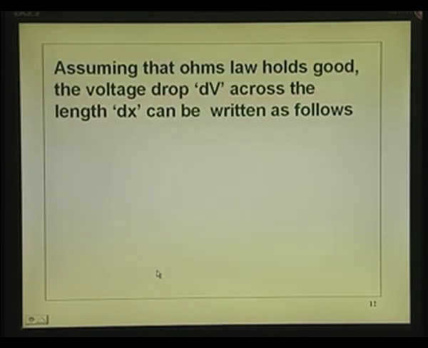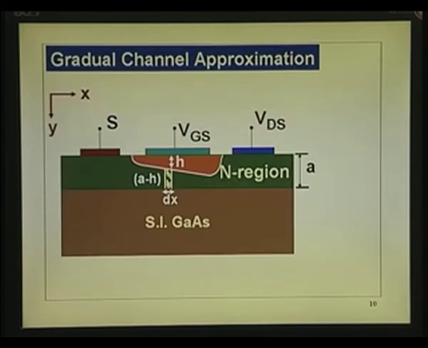Now, assuming that Ohm's law holds good, the voltage dV across the length dx can be written as follows. How do you write? V is equal to I into R. Delta V is equal to I d into the resistance of the thickness. So what we are writing now, go back to this, is the resistance of that region and the drop in that region. dV is I d into the resistance of that region. I d is constant right through, because after all what current flows here will come out here, it is continuous, I d into R.